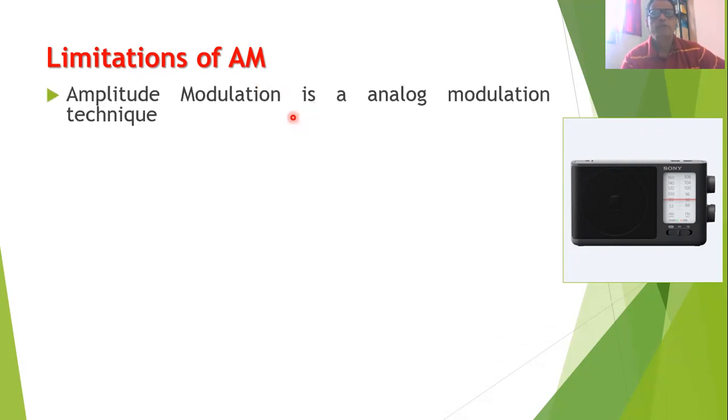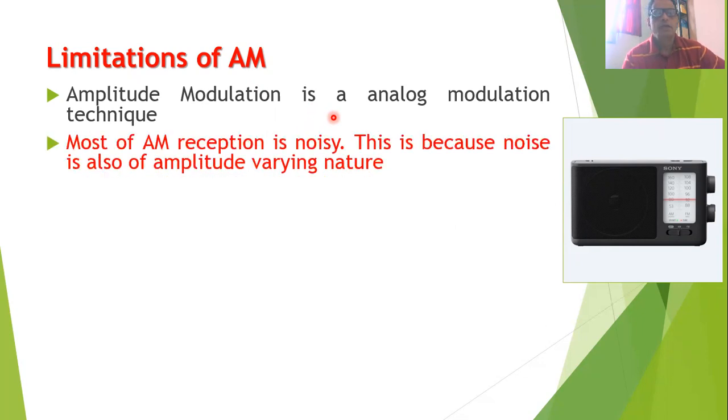You will find that amplitude modulation is not a digital technique. Nowadays the digital techniques are more popular, but amplitude modulation is a kind of analog modulation technique. In amplitude modulation, the amplitude of the carrier signal is varied, and such a signal is transmitted by the transmitter. Therefore, when this signal is received, most of the time it will contain a lot of noise.